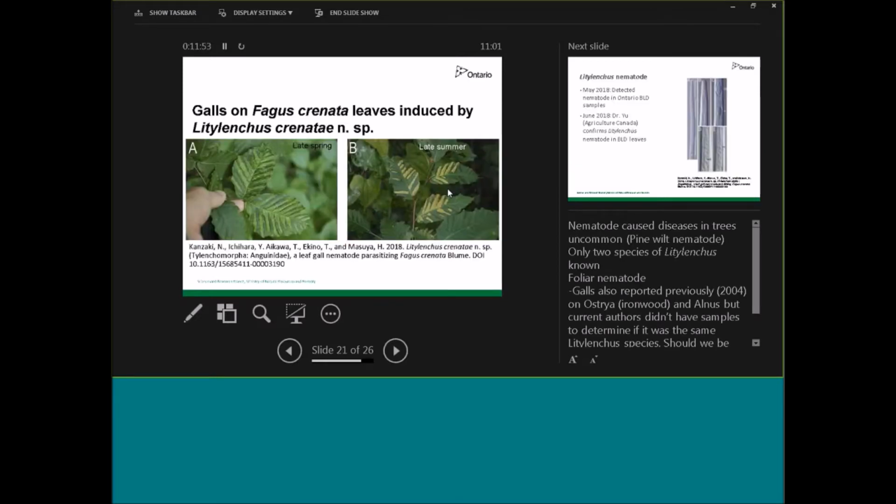All right, and this is a photograph from the publication from the Japanese group. And you can see the really distinctive banding on those leaves. It's on a different species of beech. Quite interesting.